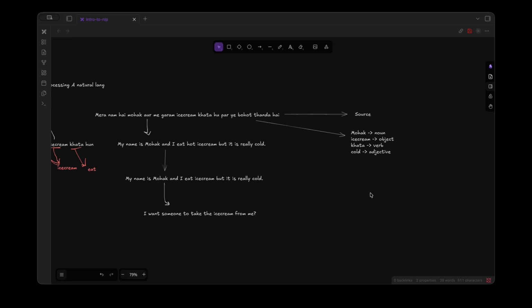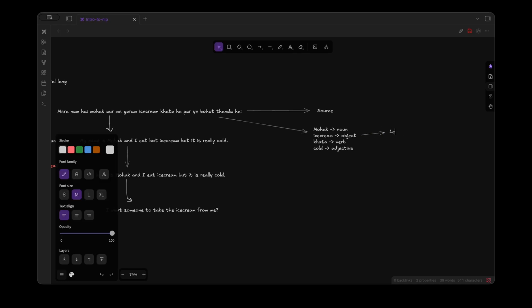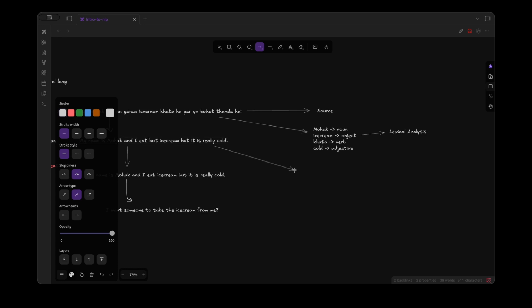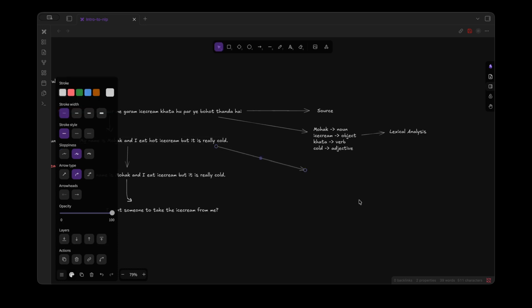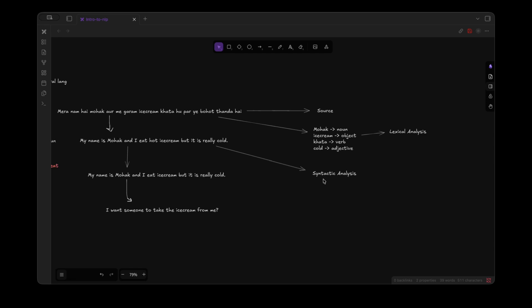तो हमें ये चीज़ पता लग गई कि ये चीज़ what is this, ये like कौन सा word क्या है. So this particular thing is called lexical analysis. Okay, what is the next thing? We construct a language which is grammatically correct. So this particular thing is called syntactic analysis because we're checking the syntax.